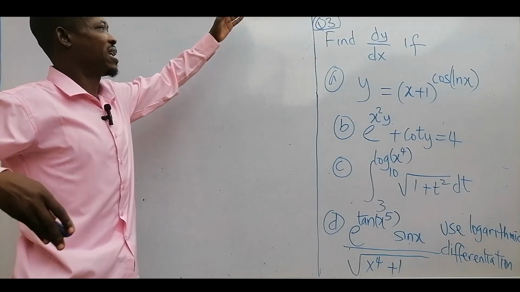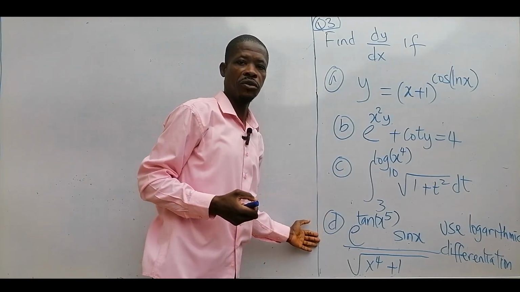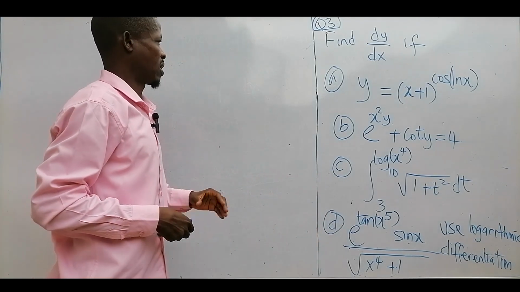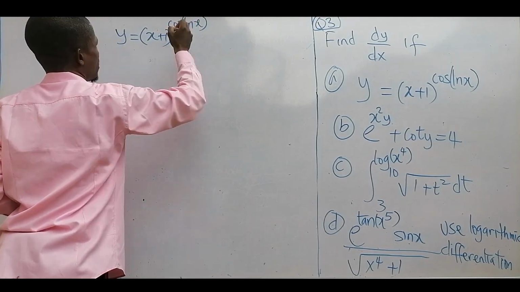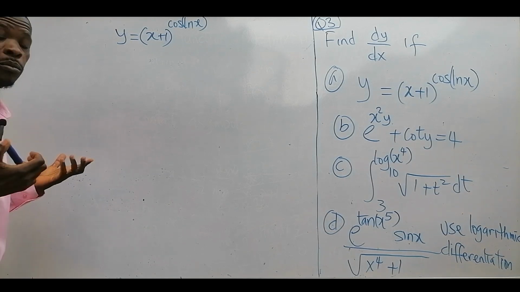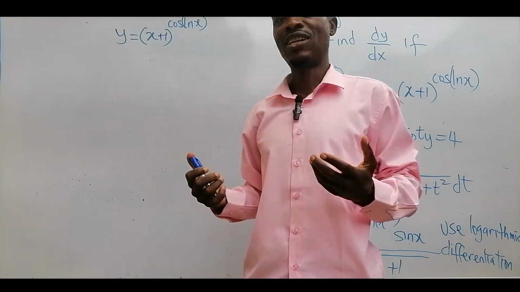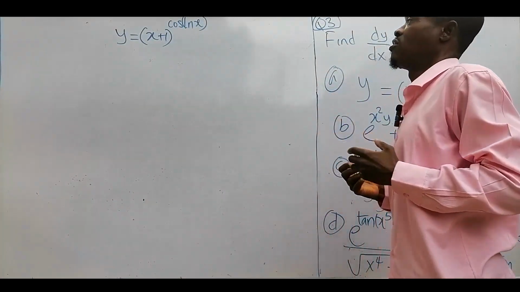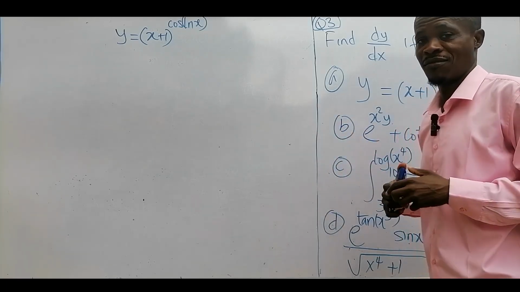We have question 3. Find dy/dx for the following equations. So we're going to start with the first one, which is this. If you check the first one, you realize that it looks strange, okay? And we are not informed of the method to take. So if you look at it critically, you realize that this is a complicated function, okay?